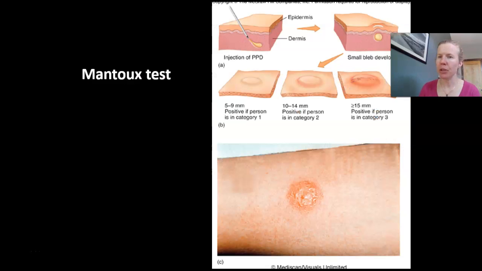So for diagnosis, right, the Mann-Tau test is this tuberculin reaction test. So you're actually injecting a small sample of purified protein derived from tuberculosis, right? So not the bacteria itself. And then they're just looking for the amount of swelling that takes place. And so this individual indicates that they've had some sort of exposure to tuberculosis.